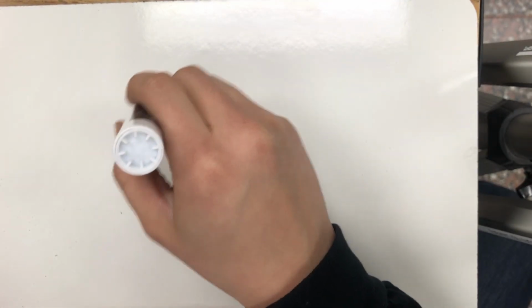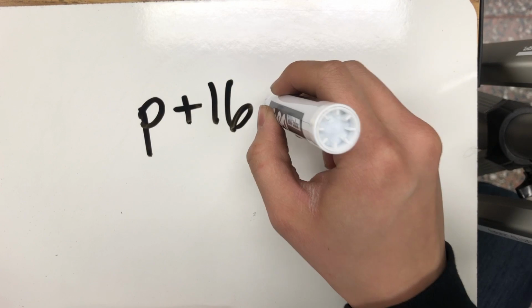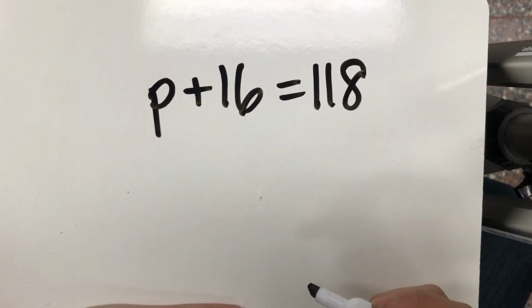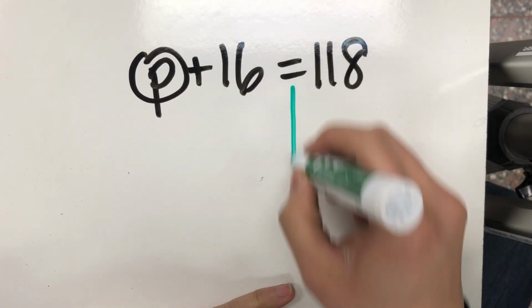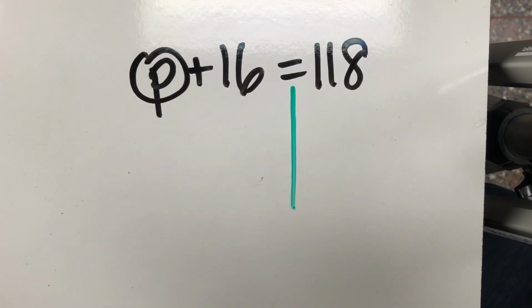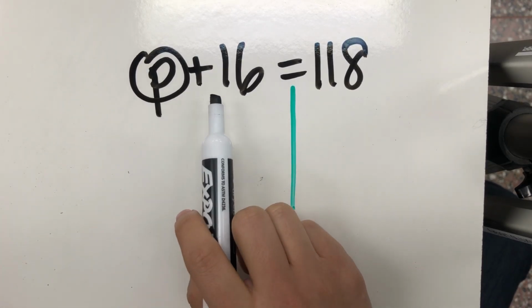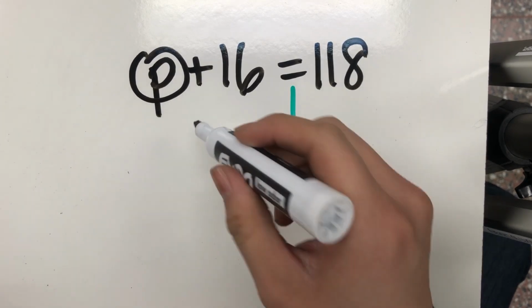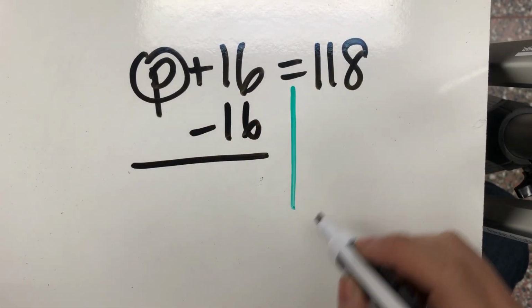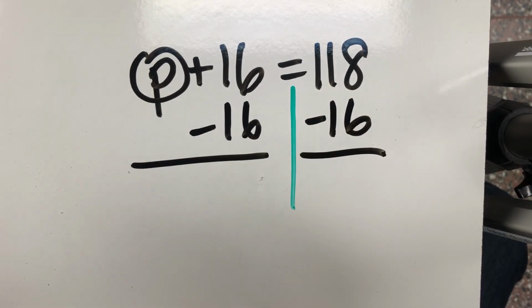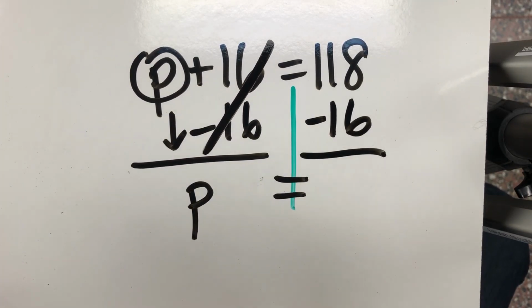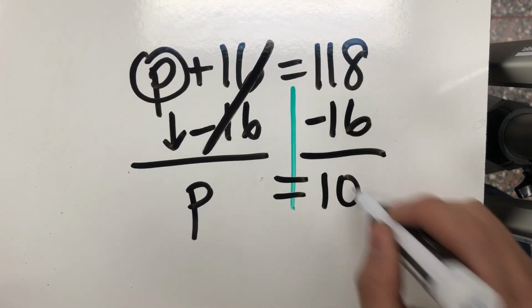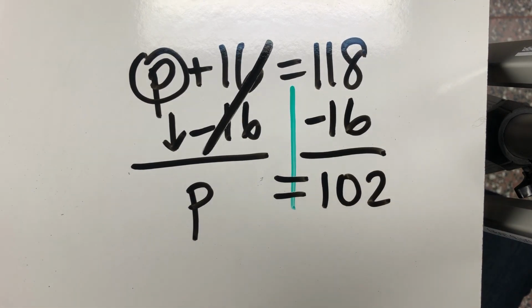Do another one. P plus 16 equals 118. I'm solving for this p. I want to know what the value of p is. I'm going to divide my equation into 2 halves. What is the opposite of a positive 16? How do I get rid of a positive 16? I subtract 16. Though I want to keep my equation balanced, so I'm going to also subtract 16 from this right side. 16 minus 16 is 0, so all I'm left with on the left is my p, my variable. And then 118 minus 16, you could type that into your calculator, and you would get 102 as my value for p.